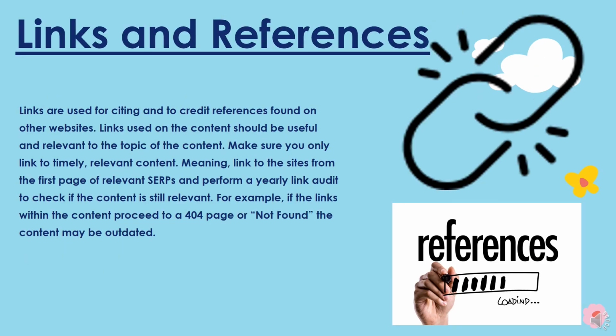Next, we have the links and references. Links are used for citing and to credit references found on other websites. Links used on the content should be useful and relevant to the topic of the content. Make sure you only link to timely, relevant content, meaning link to the sites from the first page of the relevant SERPs and perform a yearly link audit to check if the content is still relevant. For example, if the links within the content proceed to a 404 page or not found, the content may be outdated. Okay?